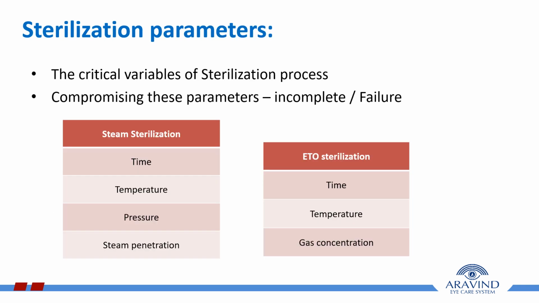Sterilization parameters are the critical variables of the sterilization process. So compromising these parameters will lead to incomplete sterilization or failure of the sterilization process. For steam sterilization, the parameters are time, temperature, pressure and steam penetration. For ETO sterilization, the parameters are time, temperature and gas concentration.